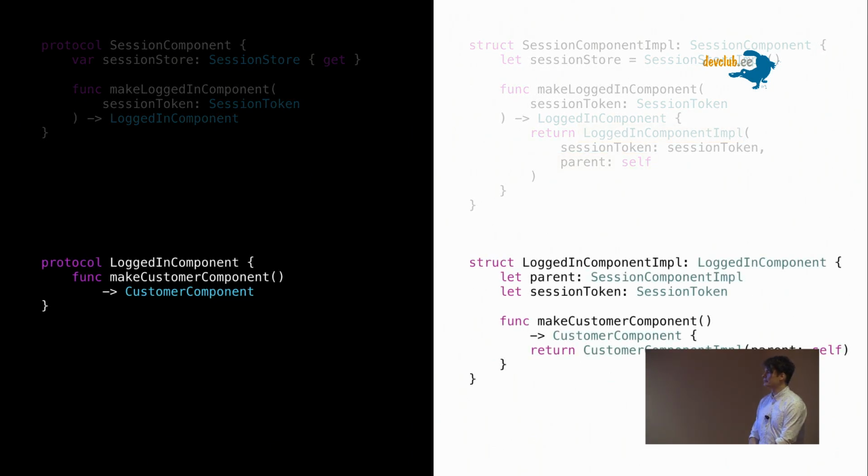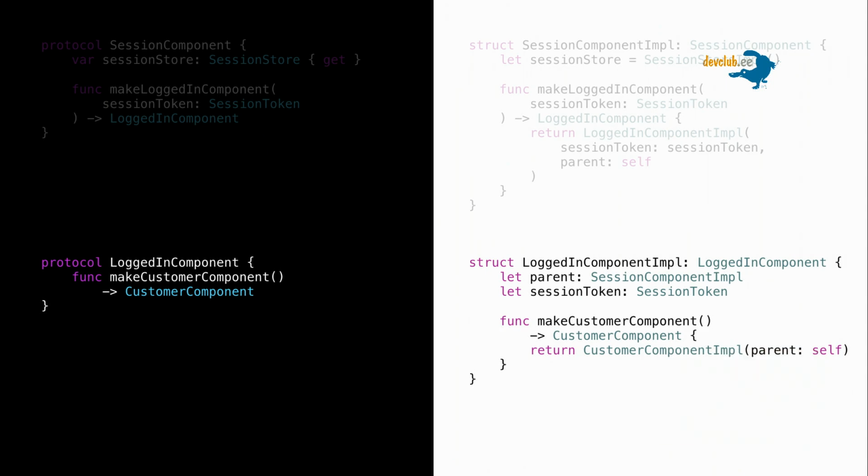Same thing here. Logged-in component abstraction defines only the factory method, but the implementation knows that it will be passed a parent, where we assemble things, the session component implementation. And it will do the same thing when creating its own child. It will pass itself to the subcomponent.